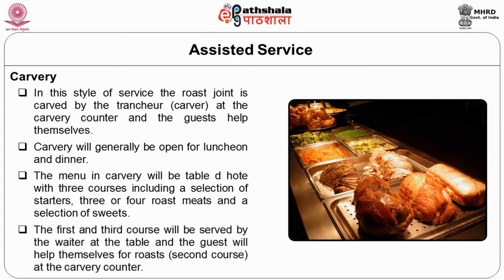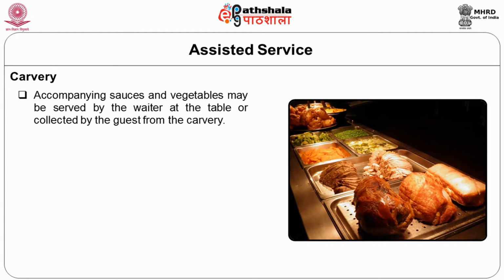The first and third course will be served by the waiter at the table and the guests will help themselves for roasts, which is the second course, at the carvery counter. The accompanying sauces and vegetables may be served by the waiter at the table or collected by the guest from the carvery. Bread and butter will also be placed at the table.